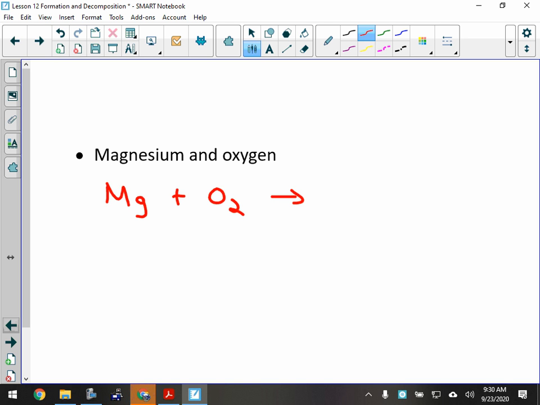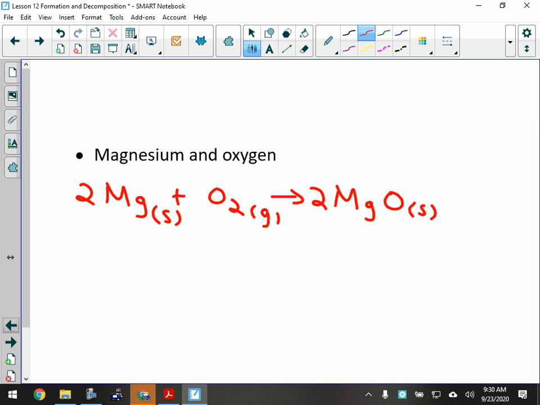And again, in this case, we're going to get magnesium and oxygen together, which of course would be magnesium oxide, yes? So magnesium oxide. 2+, 2-, swap, drop, and reduce. States, this would be a solid, this would be a gas, and this would be a solid ionic compound, right? And then balancing wise, well, probably start with a 2 here, and then a 2 here, yeah?